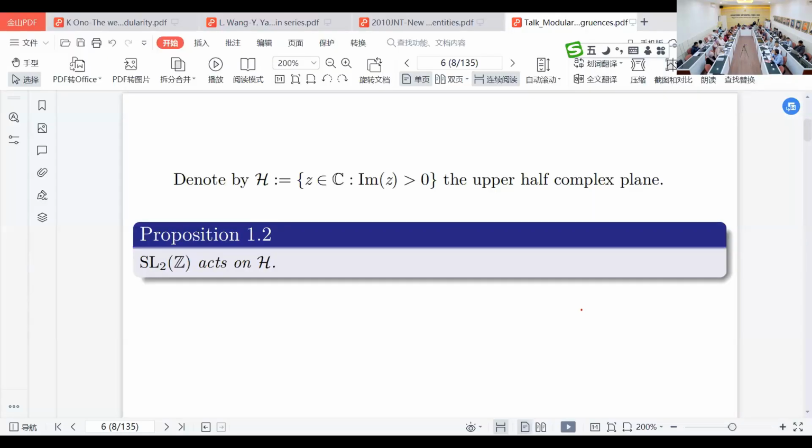Can you see the screen now? Okay. Yep. Okay. Yeah. Let me continue.